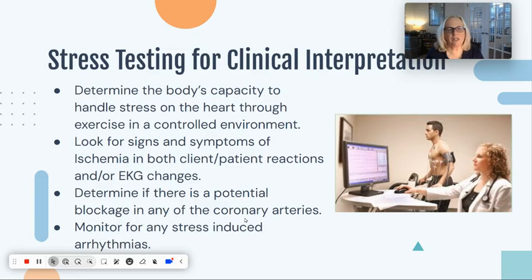And then we're going to monitor for any stress-induced arrhythmias as well. So we might put them into an arrhythmia that they didn't know they had. Or maybe one of the symptoms they've been having is, I just have these palpitations and I have chest pain with the palpitations, and they're going in and out of an arrhythmia. Because they're not hooked up to a monitor, we don't know until we actually test them out and put them on a treadmill and see what happens.